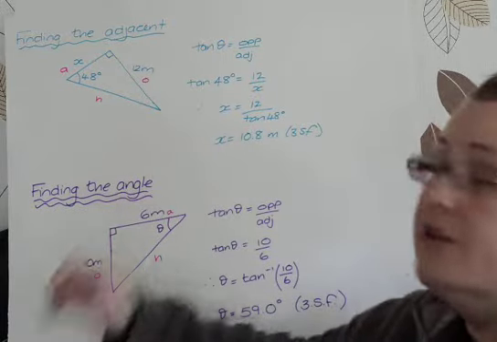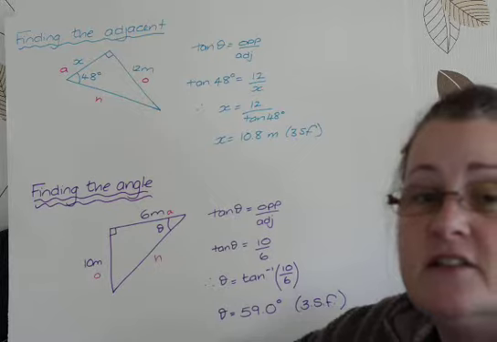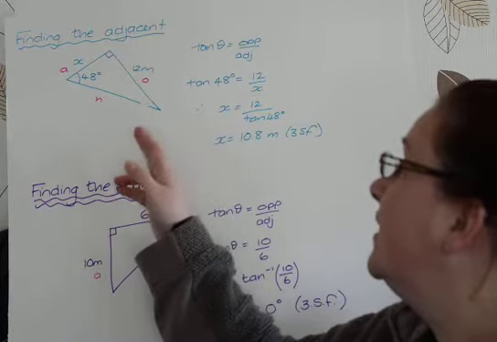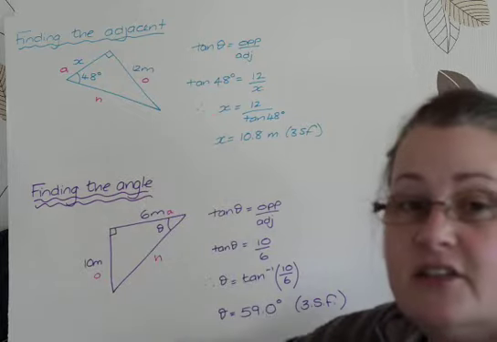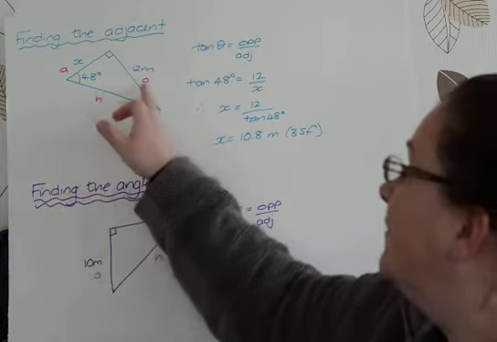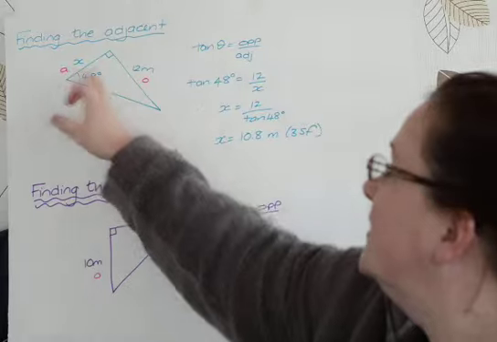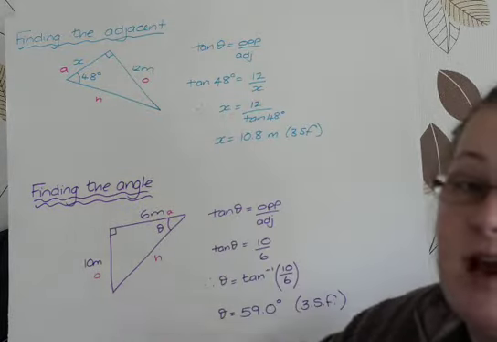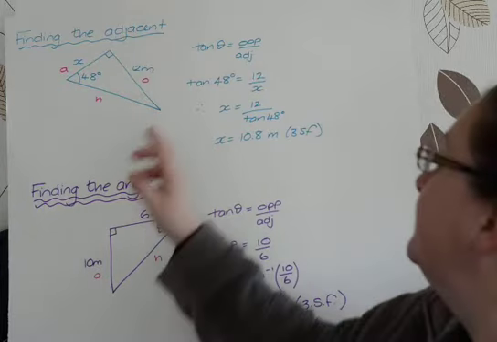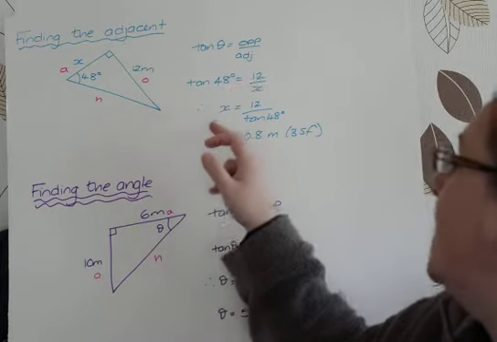So the next thing we're going to look at is finding the adjacent. So again, I've written out a triangle here, I've got an angle of 48 degrees and I've labelled the sides in relationship to that. Again, I find I've only got the opposite and the adjacent, the 12 and the x. So I put that into my formula for tan. So tan 48 is 12 over x.